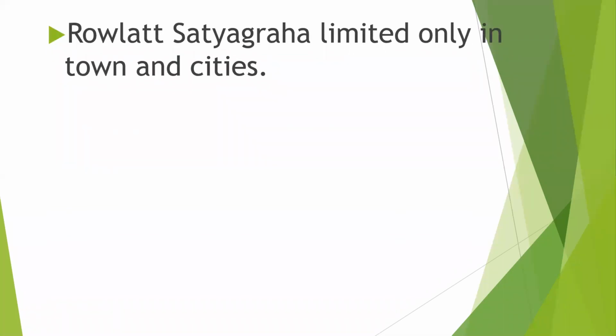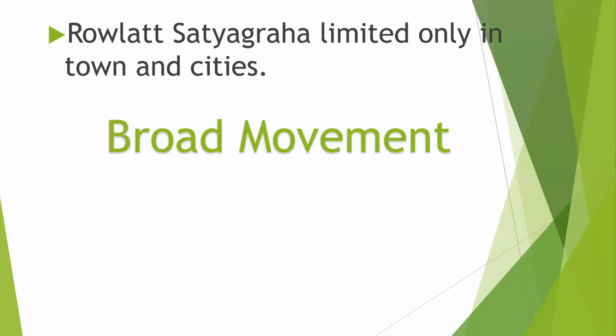Now let's think about a little fact about the Rowlatt Satyagraha. If you think about the Rowlatt Act, this Satyagraha was limited only to towns and cities. Maximum rural areas did not participate in it. उसने इसमें participate नहीं किया था. It was limited only to towns and cities. So that's why the Rowlatt Act had a limited effect. Right, students? So that's why Mahatma Gandhi wanted a broad movement in which maximum people participated.